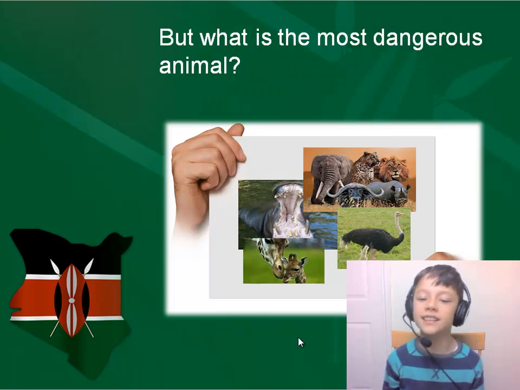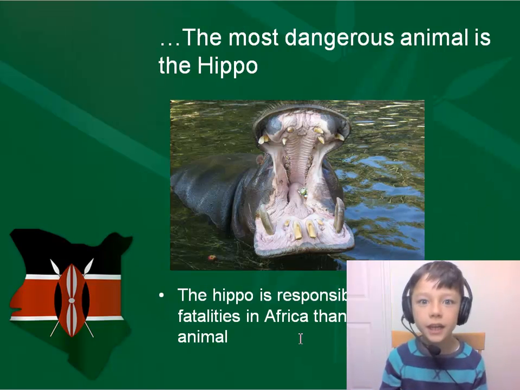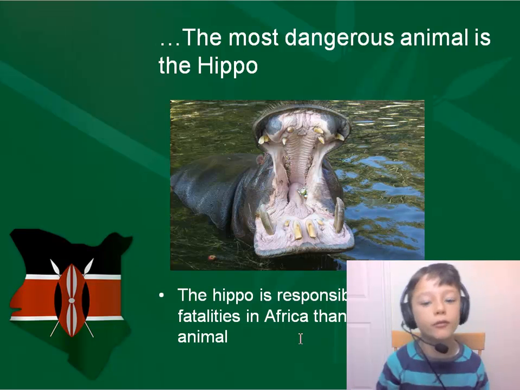But what is the most dangerous animal in Africa? Gosh, it's the hippo. In fact, the hippo is responsible for more human fatalities in Africa than any other large animal.